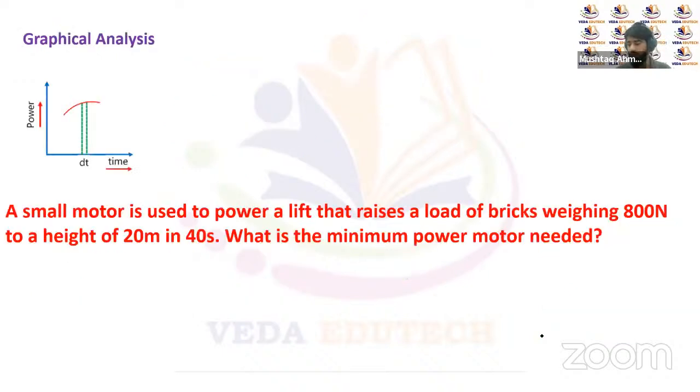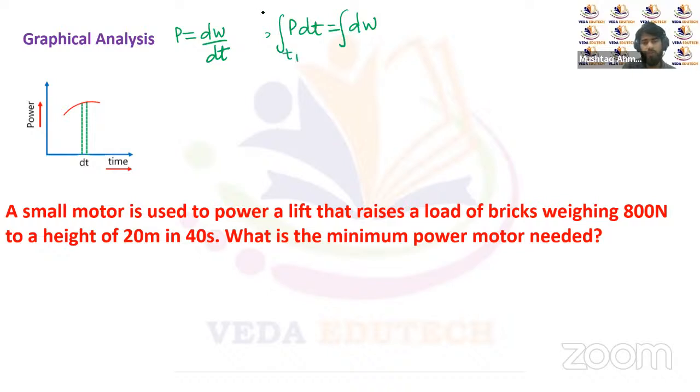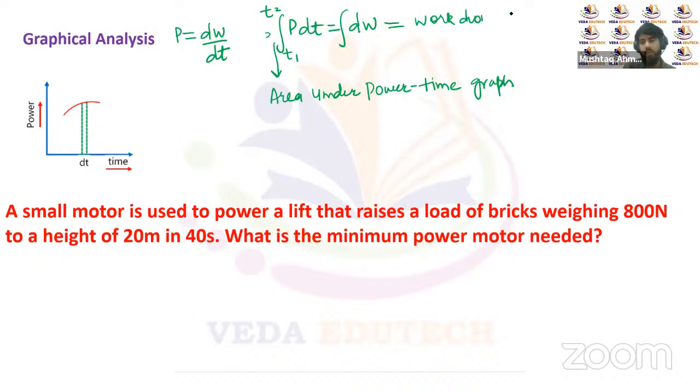Now, if the plot is given between power and time, you can see here power versus time. We can write power as equal to dW over dt. If we integrate this power with respect to time on both sides, say between times t1 and t2, it will give us the total work done. This represents the area under the power-time graph. So the area under the power-time graph represents the work done.